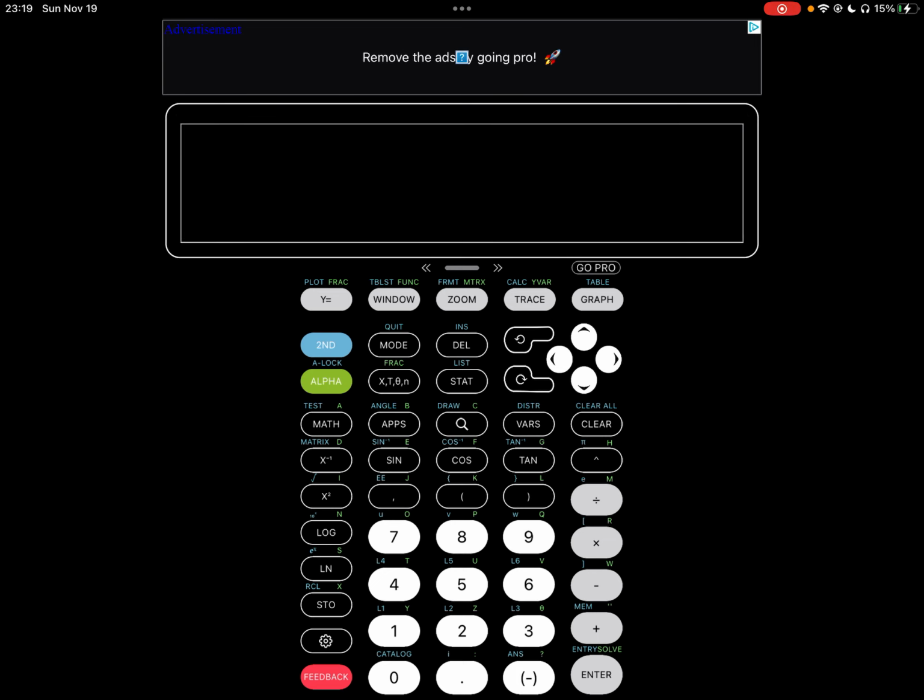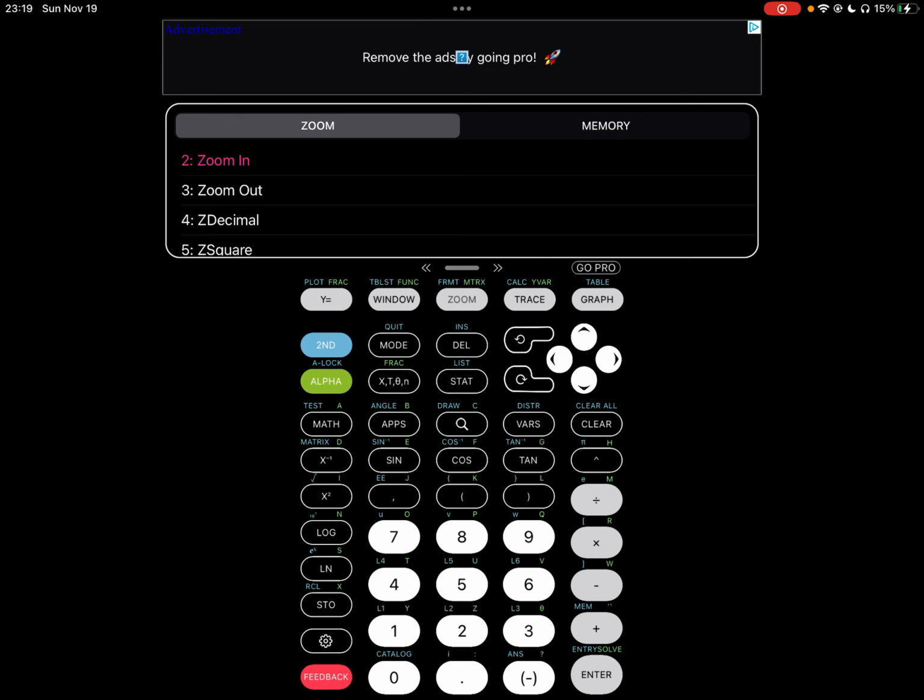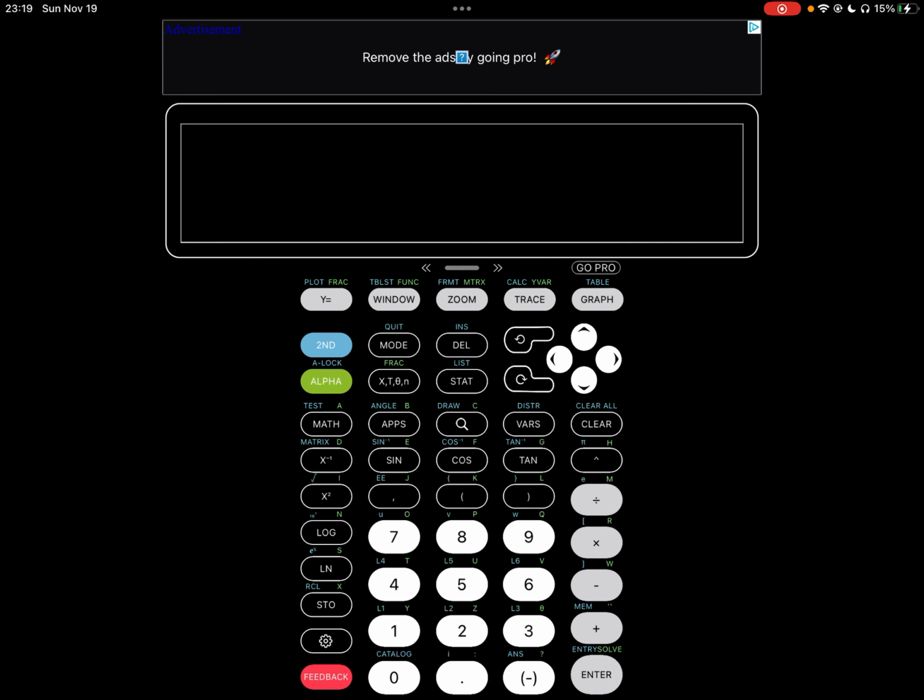I'm going to standardize this window, and it looks like I have absolutely nothing. Oh my gosh, is that really right? Zoom 6? Oh, that looks crazy town. Okay, so let's try something else here.